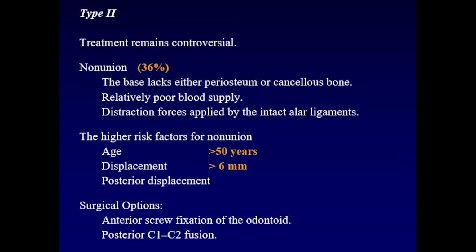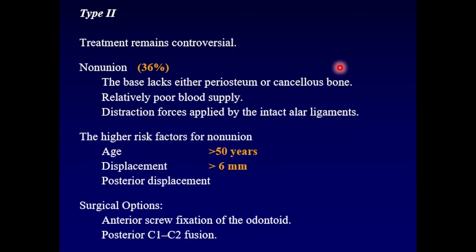Treatment of type 2 remains controversial because there is a high rate of non-union, up to 36%, and this is because the base lacks either periosteum or cancellous bone, which results in a relatively poor blood supply. And also non-union can occur due to distraction forces applied by the intact alar ligaments.